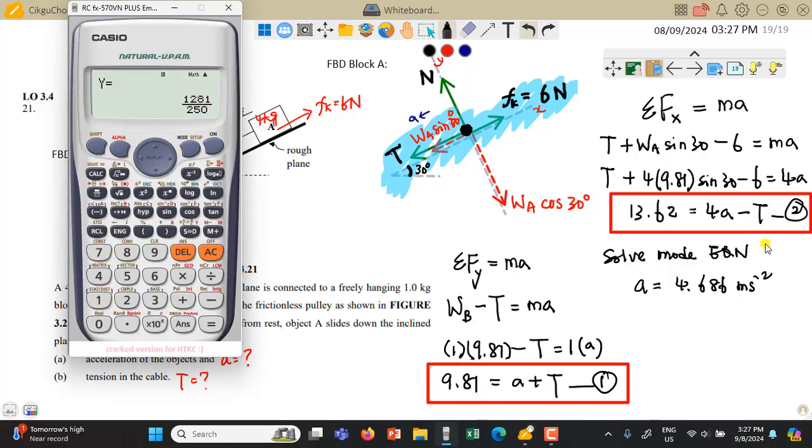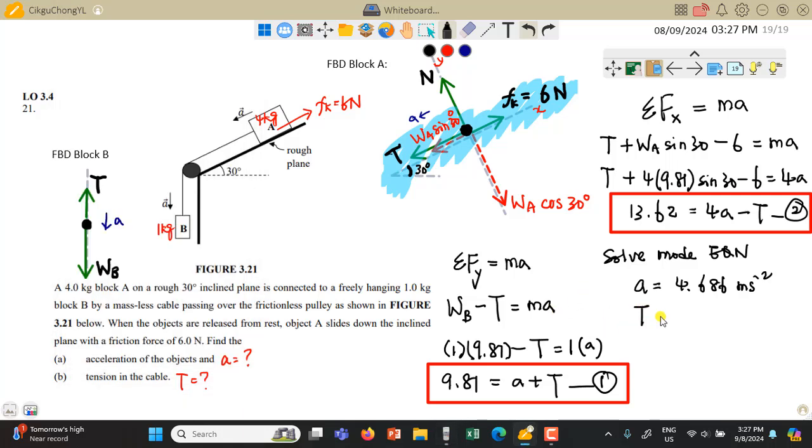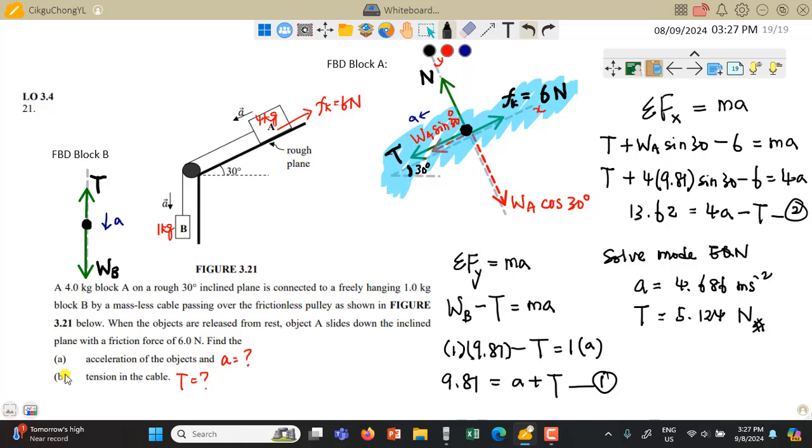Then the second unknown, tension, is y. The value is 5.124. So the tension will be 5.124 Newton. Then I get the answer for both questions.